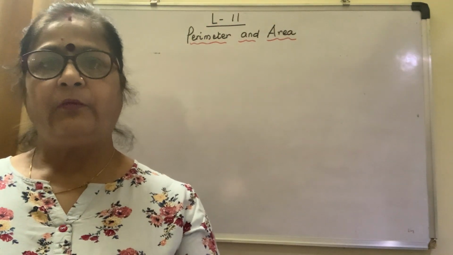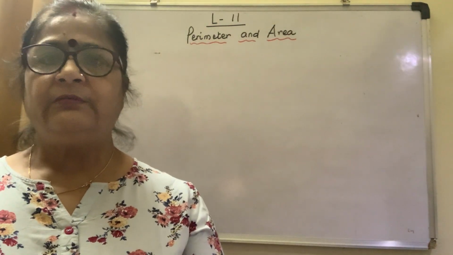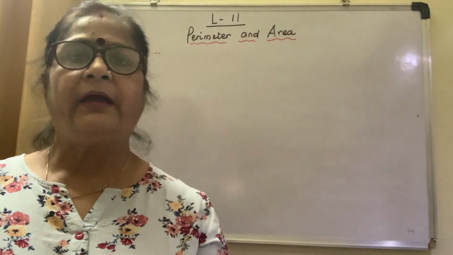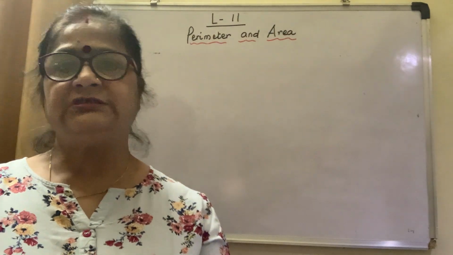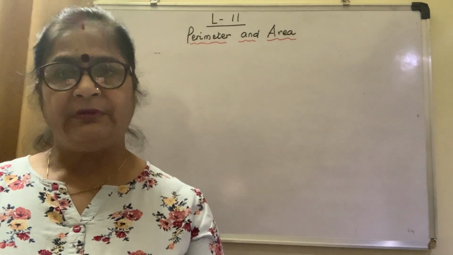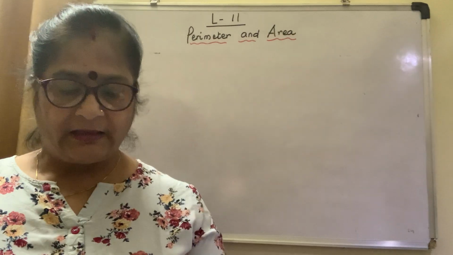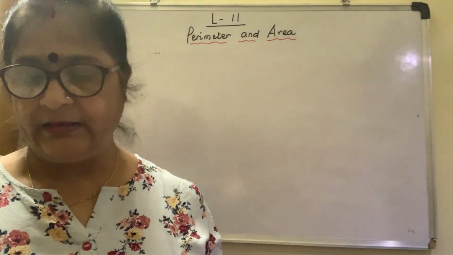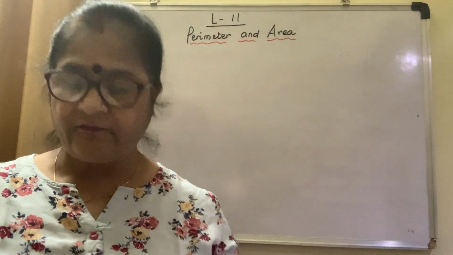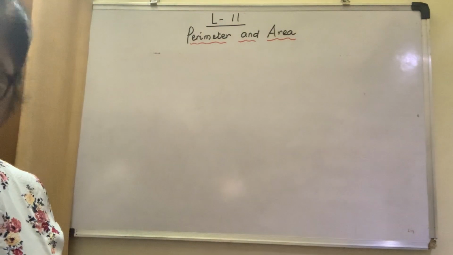Hello children, welcome back. Today we are going to do the area and perimeter of a parallelogram and a triangle. How to derive the formula for area and perimeter of a parallelogram and also of a triangle. Once you derive the formula, we need to memorize the formula also. So let's get started.